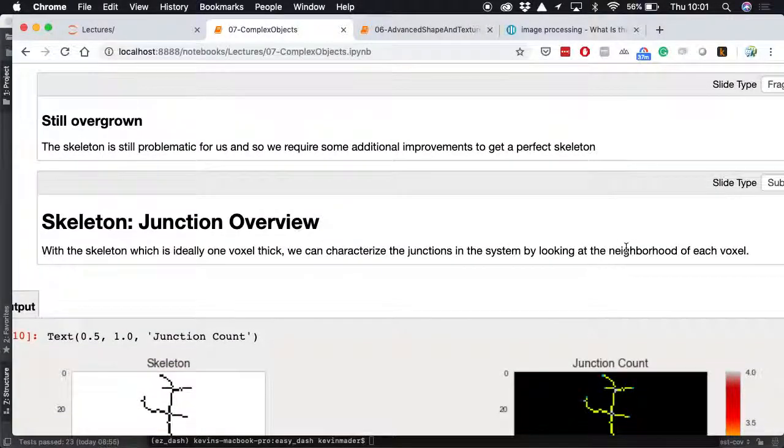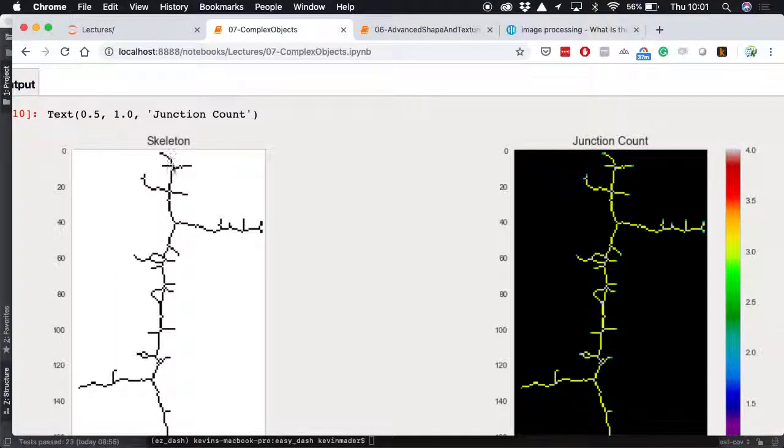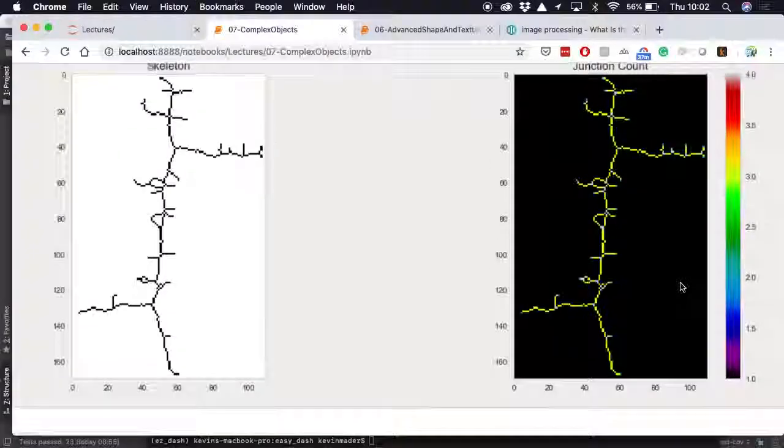It's still quite overgrown, but we can probably start to improve it on our own at this point. Here we can look at junction count, which goes through all the pixels in the skeleton and counts how many neighbors each pixel has. If a point has one neighbor, then it's a terminus, so it's over here. If it has two neighbors, then it's a segment, meaning it's part of a line. And if it has more than two neighbors, then it's a junction. All these white points now represent junctions.